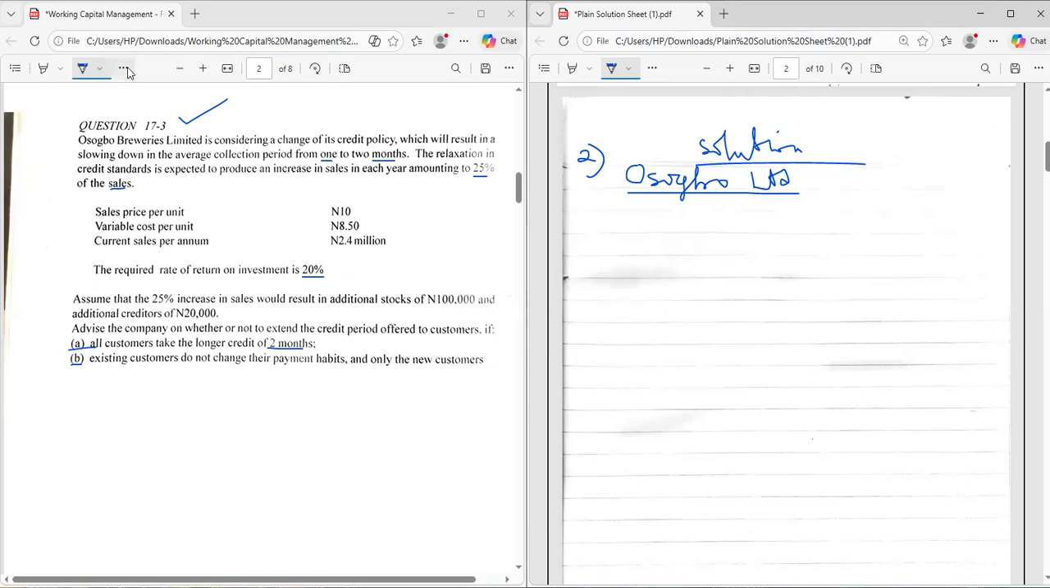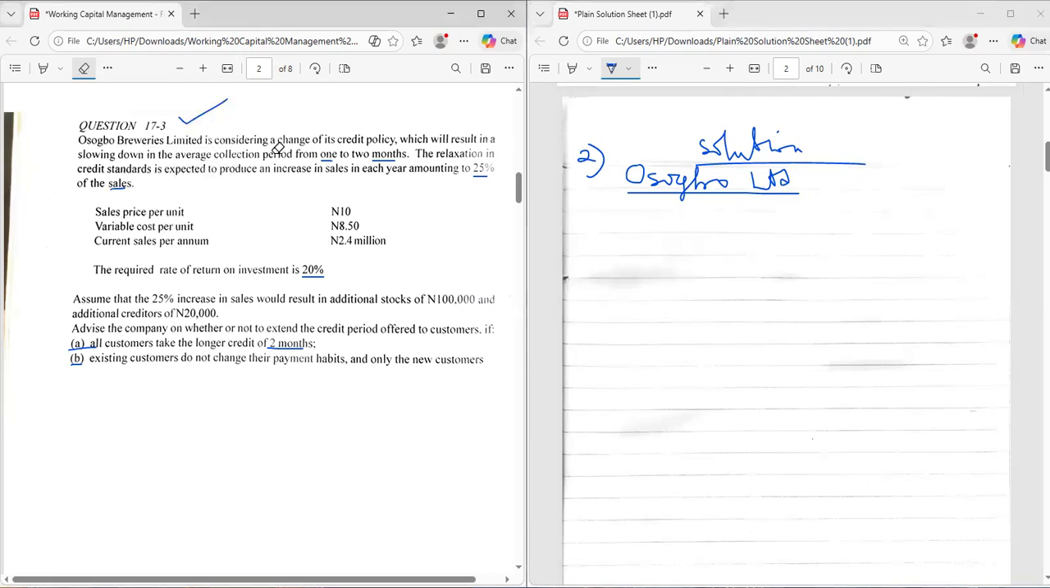But however, let me explain the variables contained in this question so you understand what they are trying to say. It's a very simple question. We have solved something like this in our last class. The idea is what we're going to be using here. Now, if you read this question clearly, it says that Osogbo Breweries Limited is considering a change of its credit policy. What do we mean by credit policy? A company that sells on credit has a credit policy.